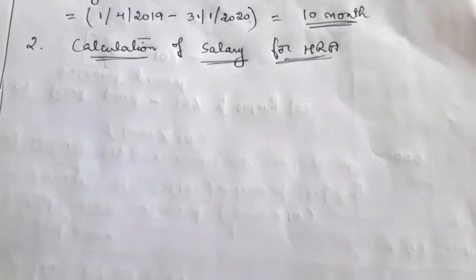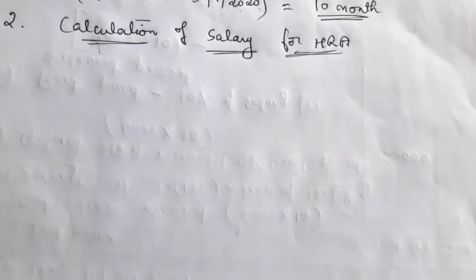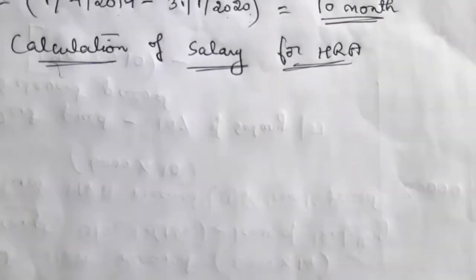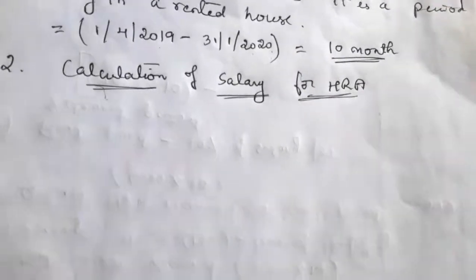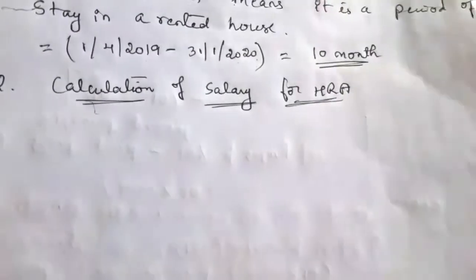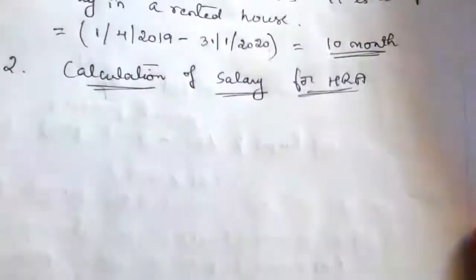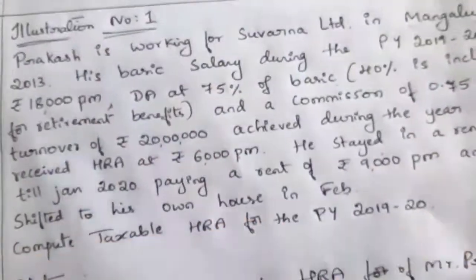In this illustration they have given basic salary, DA that is considered for retirement benefit, and commission as a percentage on turnover. Here salary we have to take only for the relevant period. Now we'll take them one by one. The first one is basic salary.